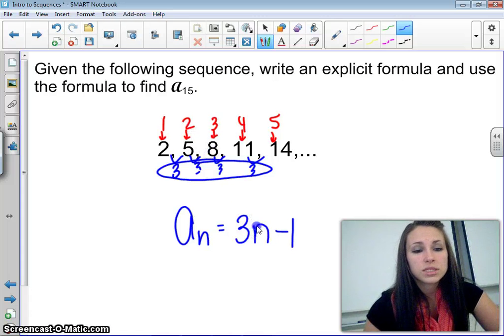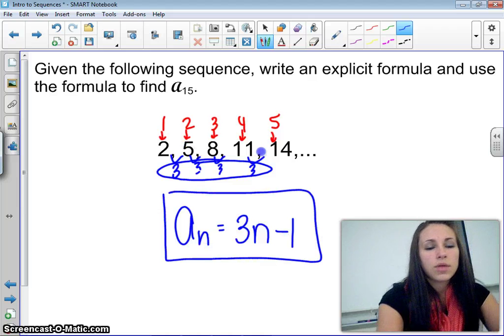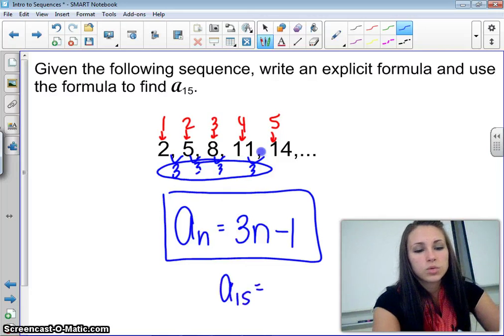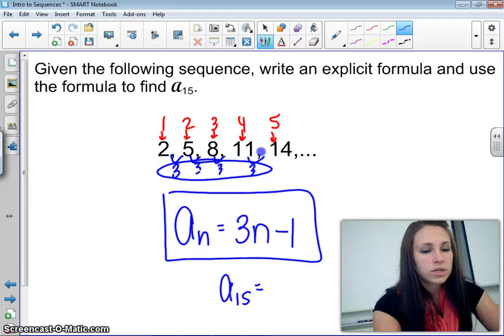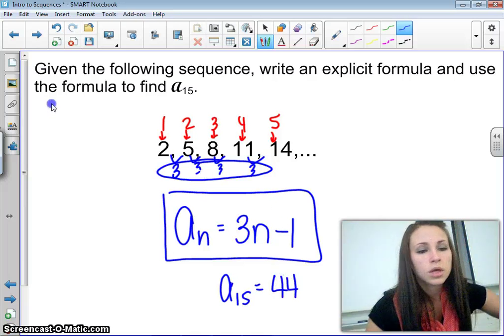2 times 3 gives me 6, minus 1 gives me 5. 3 times 3 gives me 9, minus 1 would give me 8. So this is going to work for this sequence, and that would be my explicit formula. For A15, I would do 3 times 15, which would be 45. 45 minus 1 would give me 44.